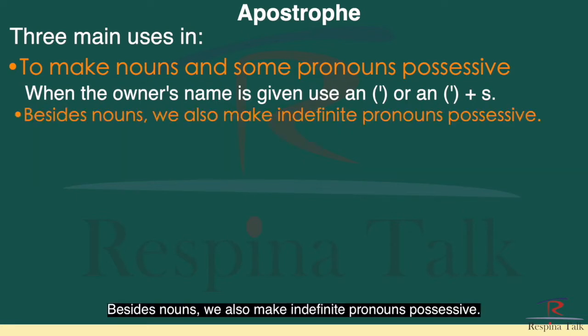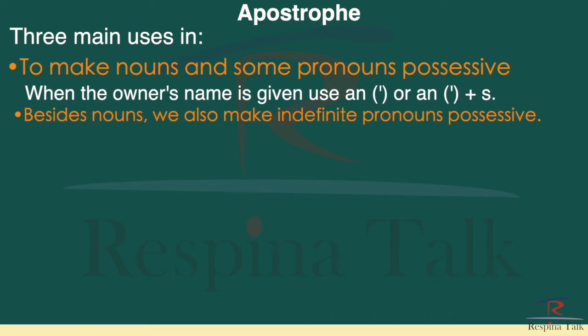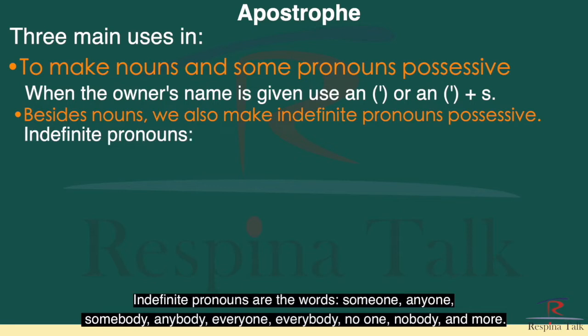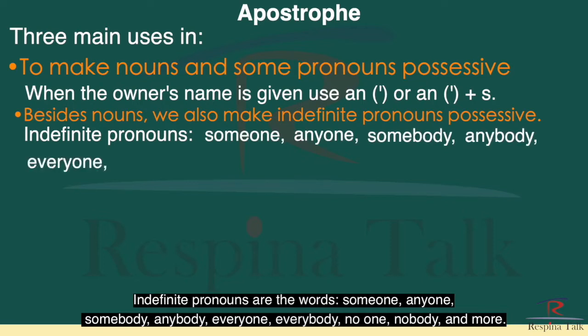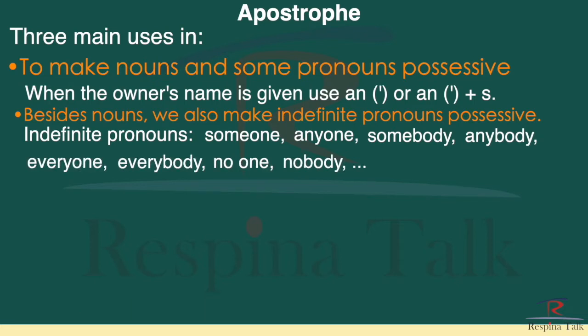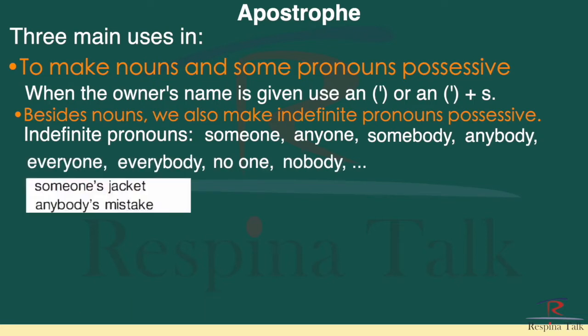Besides nouns, we also make indefinite pronouns possessive. Indefinite pronouns are words like someone, anyone, somebody, anybody, everyone, everybody, no one, nobody, and more. Look at these examples. Someone's jacket, anybody's mistake.